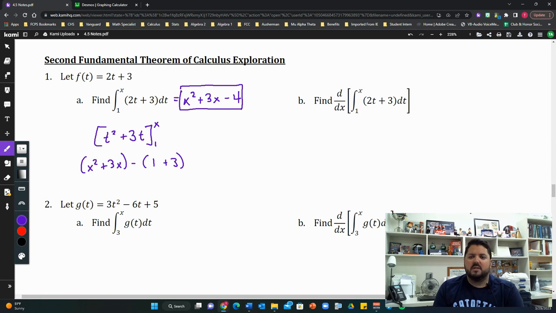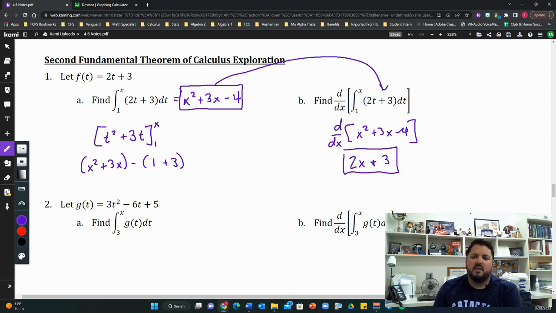Now, what part B is asking us to do is to take the derivative of this integral. Well, we just found out, or just stated, that this integral is equivalent to this expression that uses x. And since that variable matches up with the variable that I want the derivative with respect to, it makes sense to use this guy to make a swap. So instead, I am taking the derivative of x squared plus 3x minus 4. So when I do that, I get a final answer of 2x plus 3.